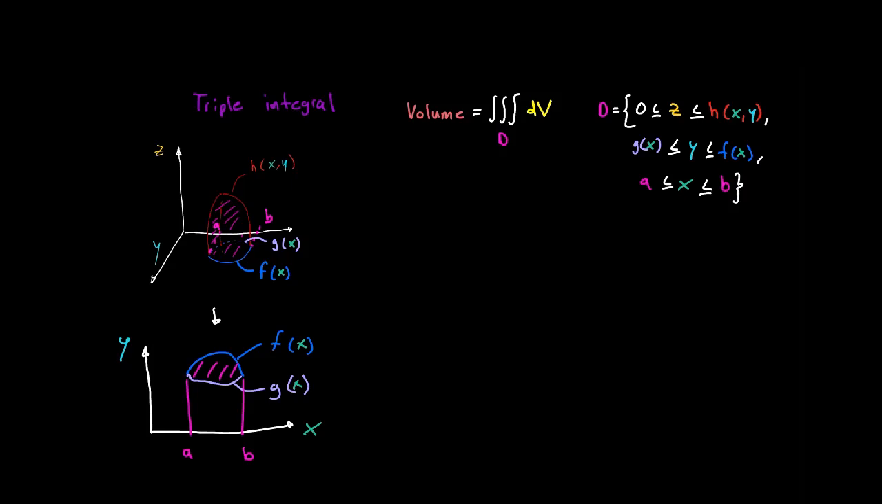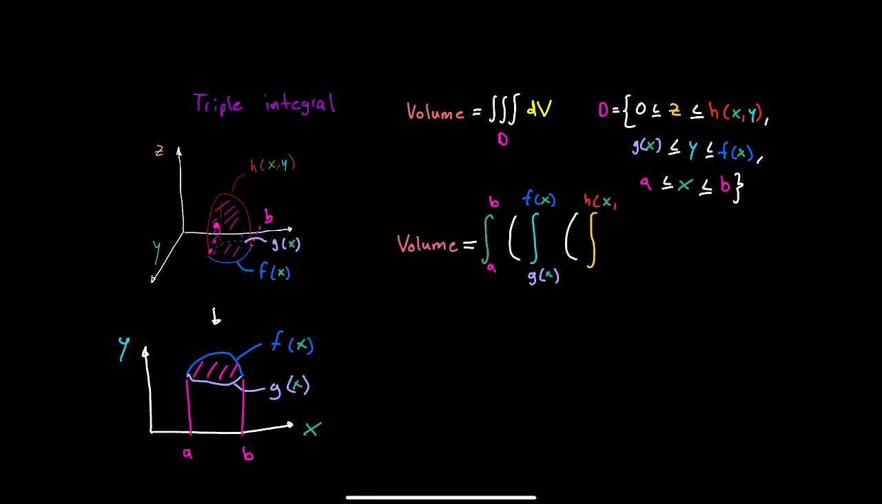With these limits in place, we're ready to set up our triple integral to find the volume over the three-dimensional region D. Now that we've defined our region D, we can set up our integral to find the volume. So our volume integral looks like this. Volume equals the integral from a to b of the integral from g of x to f of x of the integral from 0 to h of x and y of dz, dy, dx. Again, I am using parentheses here to emphasize that we need to handle each variable's integral separately.